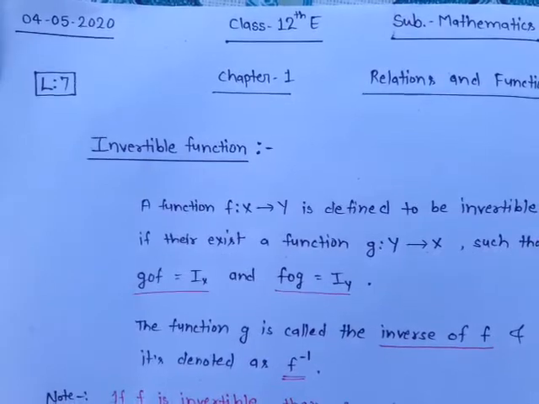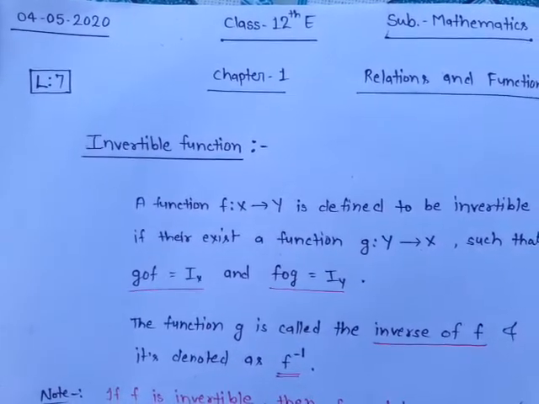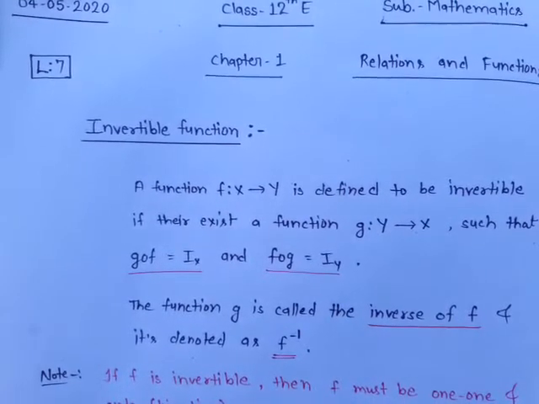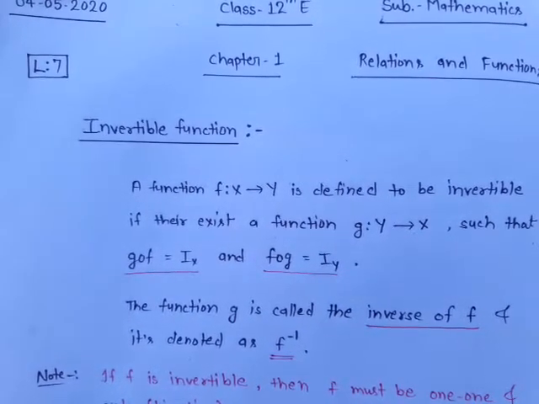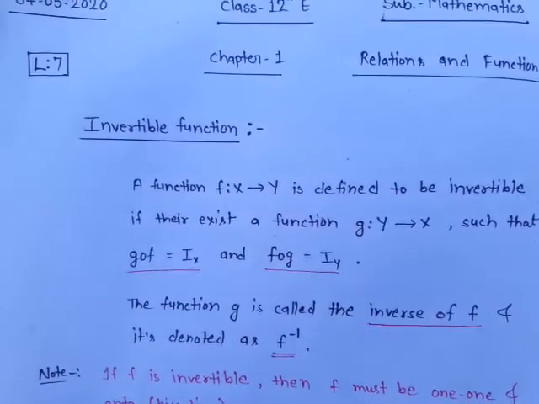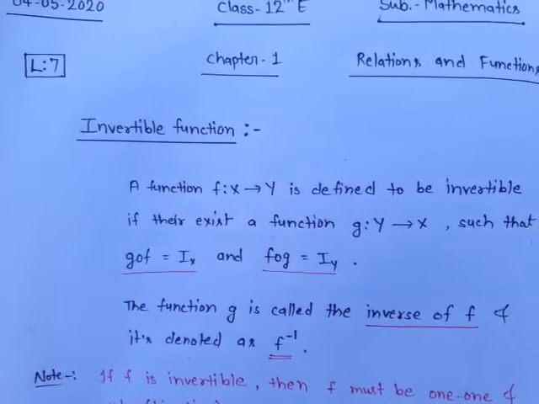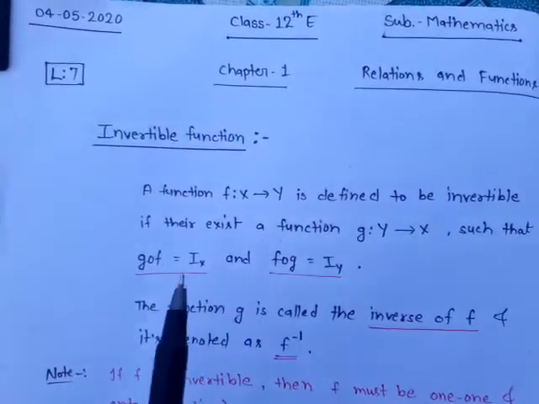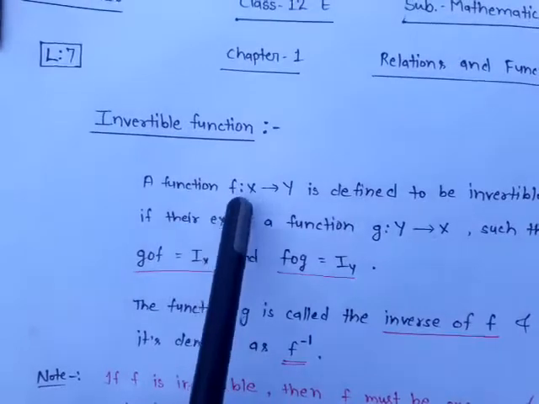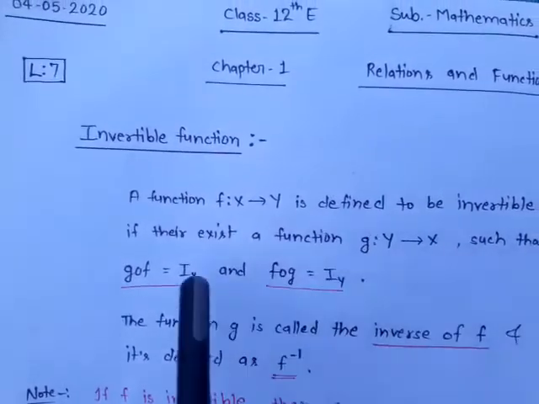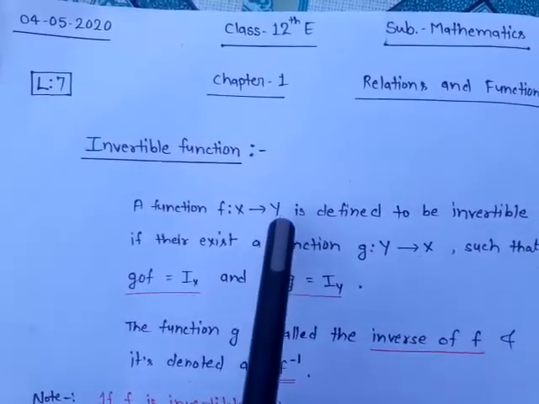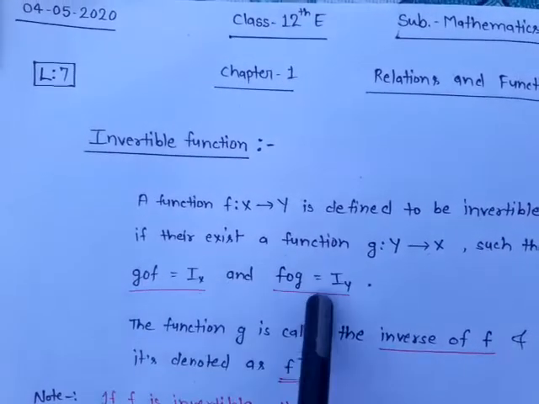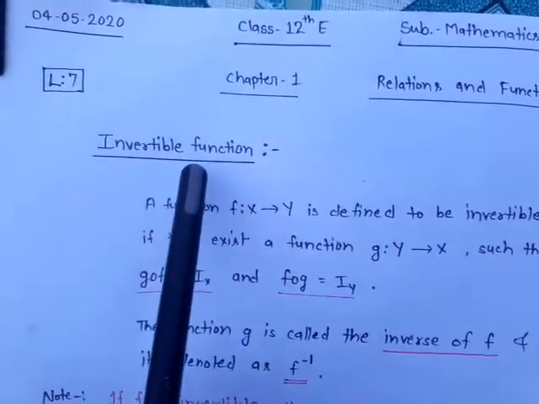Here we continue. Next topic is invertible function. What is an invertible function? A function f from x to y is defined to be invertible if there exists a function g from y to x such that g of f is equal to ix and f of g is equal to iy. A function f from x to y is invertible if there exists a reverse function from y to x such that these two conditions hold, then f is said to be an invertible function.